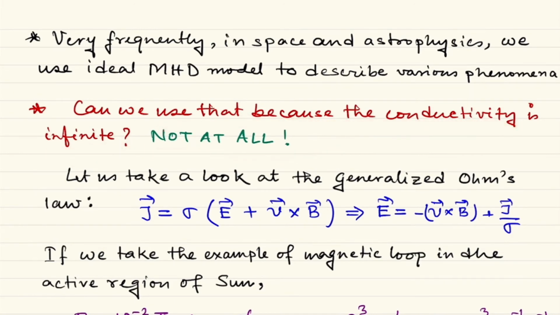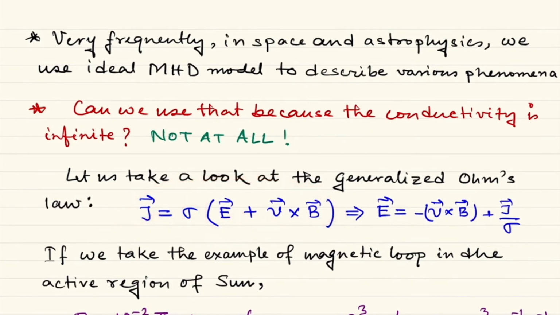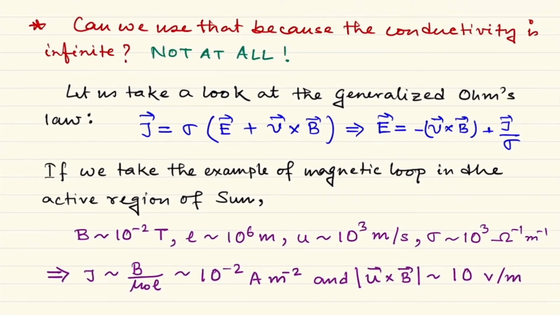Not at all. Let us look at the generalized Ohm's law, which should look like this: J by sigma is equal to E plus V cross B, where sigma is the conductivity, J is the current, E is the electric field, V is the fluid velocity, and B is the magnetic field. Then E is equal to minus V cross B plus J by sigma. Now we take a very simple example where we actually use ideal MHD in practice, and we will see that sigma is very far from being infinity.